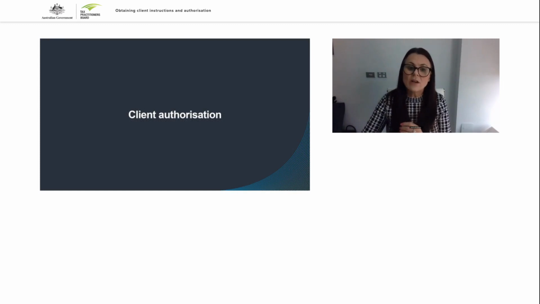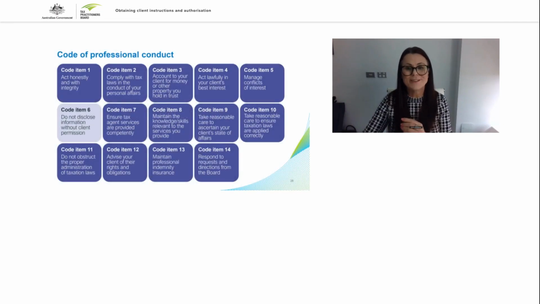So let's have a look now at some of the other important matters that you will need to obtain client authorisations for. And I'm going to start with disclosing client information to third parties. So essentially here, I'm talking about code item number 6. You must not disclose any information relating to a client's affairs to a third party unless you have obtained the client's permission or there is a legal duty to do so.